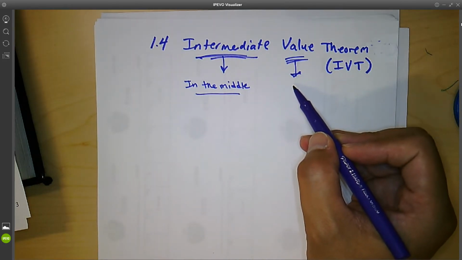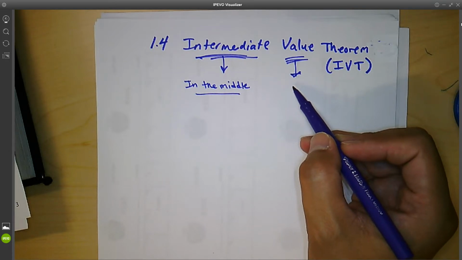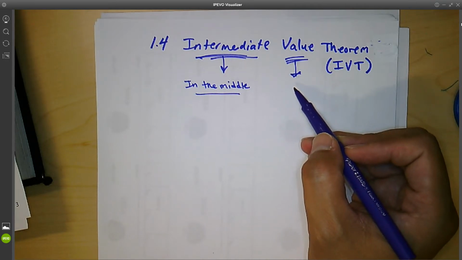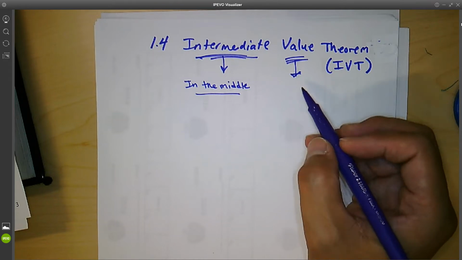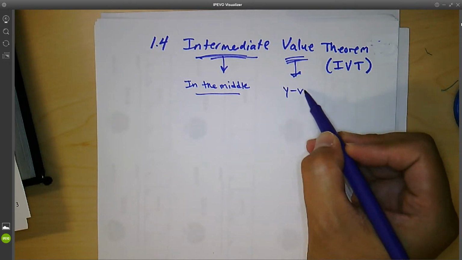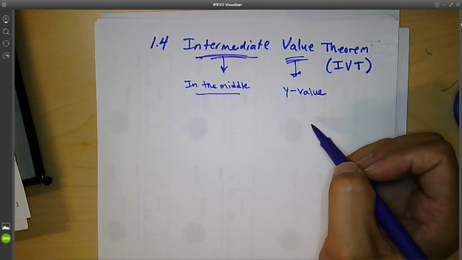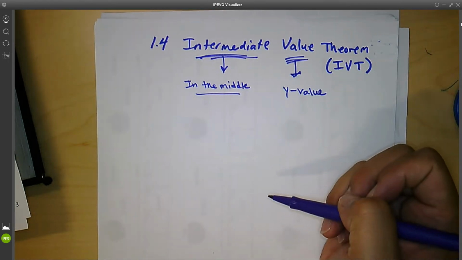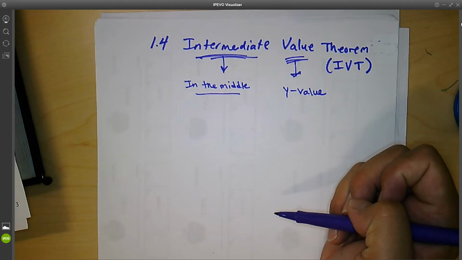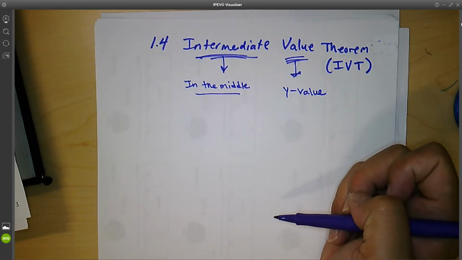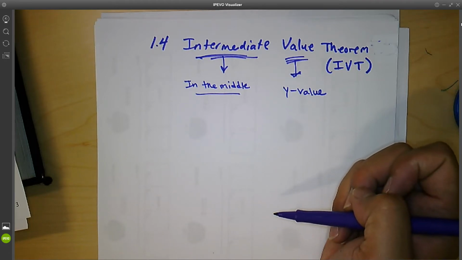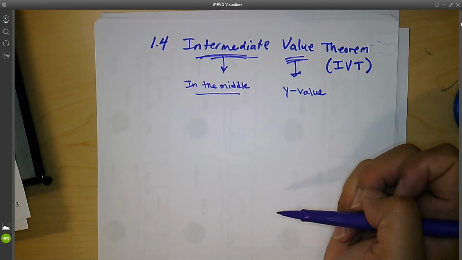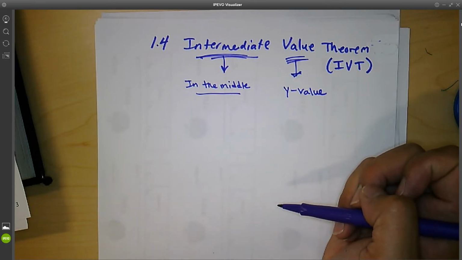Value is a number. Which number? X or Y? Yeah, the Y value. So this theorem tells us something about a Y value in the middle. Sort of like 18 pounds in the middle of the other 2 pounds in our puppy situation. Okay, so I'll write out the theorem and I bet you guys could make a conclusion.